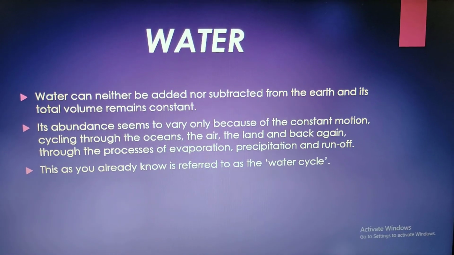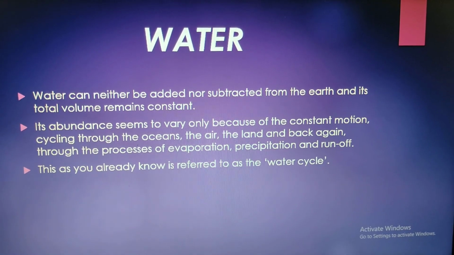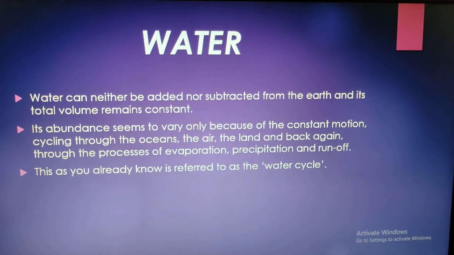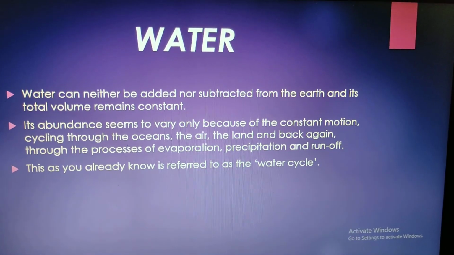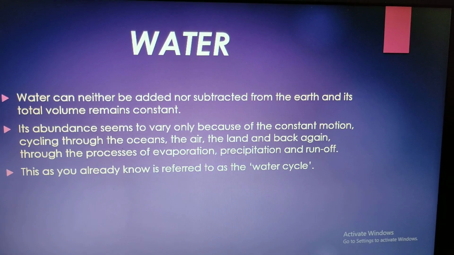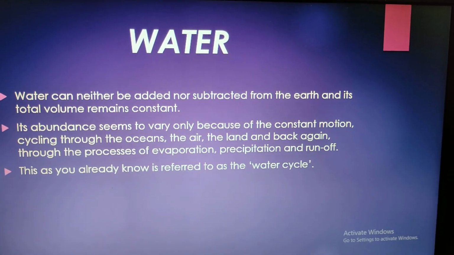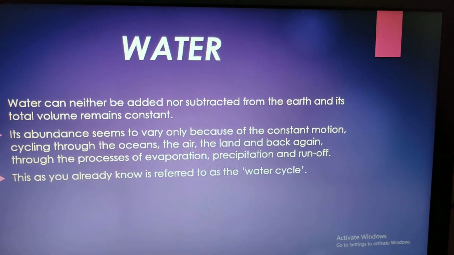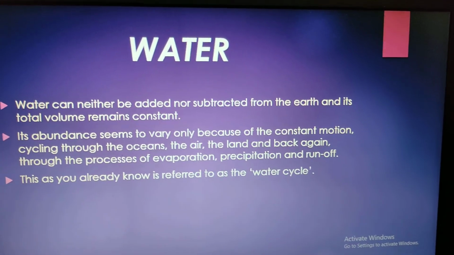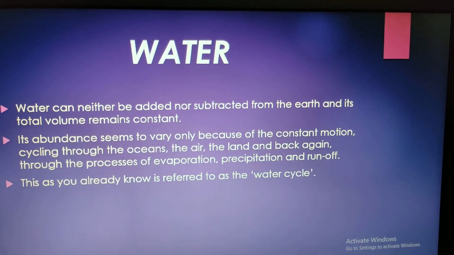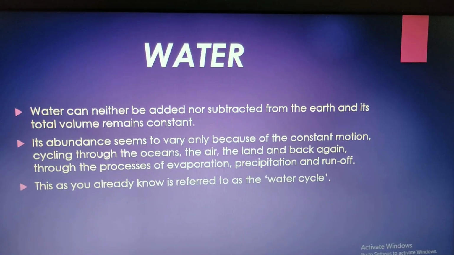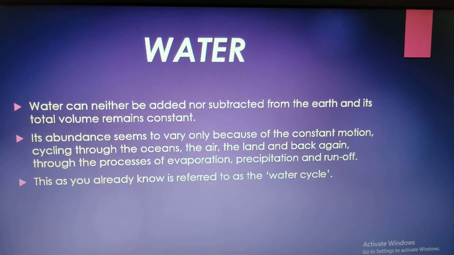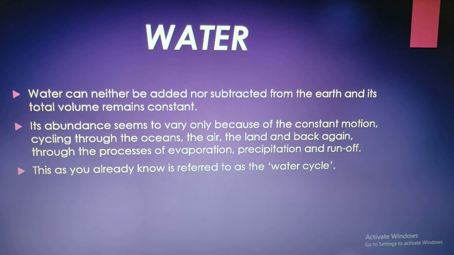Water can neither be added nor subtracted from the earth, and its total volume remains constant. Why? Because of the water cycle, which keeps going on. The water gets evaporated, it condenses, and again it comes in the form of rainfall, and this water cycle continues, right? And that is why water can neither be added nor subtracted, and its total volume remains constant.